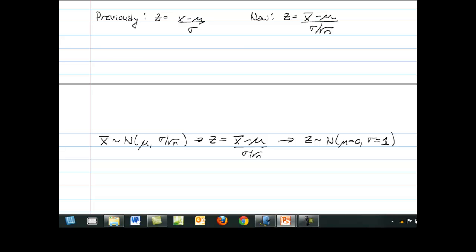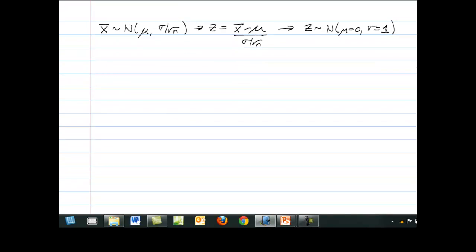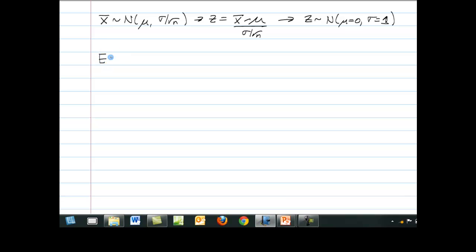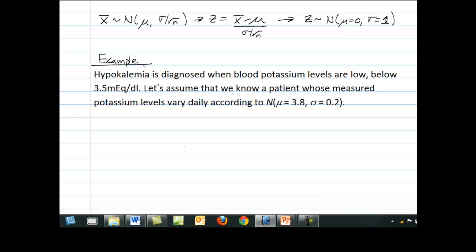So let's look at an example where we take information from a population, change it into information about the sampling distribution of the mean, and then actually use some values from your normal tables. Let's write out our example. We're looking at blood, and a condition called hypokalemia, which is diagnosed when blood potassium levels are low. We can't just say low, we have to give a specific number, so anything below 3.5 is the value we would talk about.